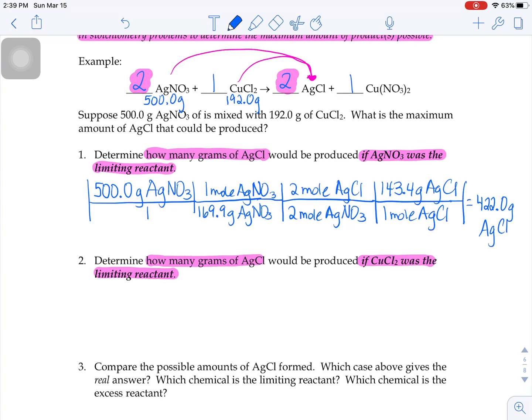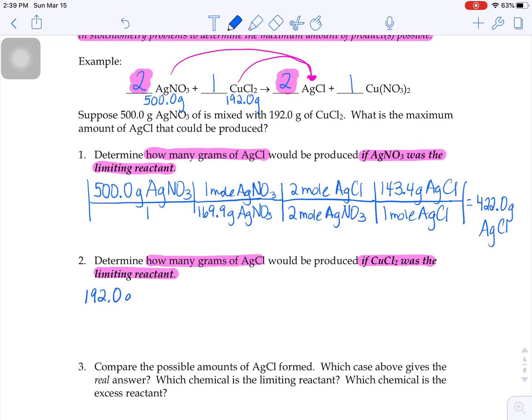Maybe. What we have to do next is see, what if the copper 2 chloride is the one that we run out of first? Do we really actually make 422 grams of silver chloride? Or do we run out of copper 2 chloride before we even hit that number? Let's find out.